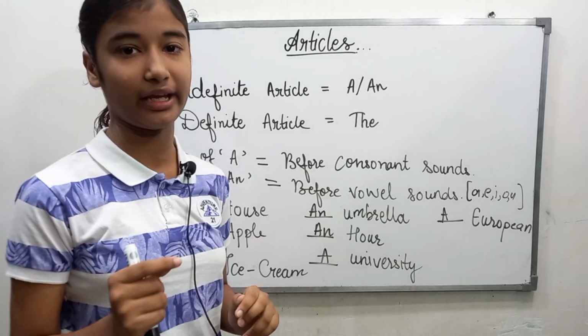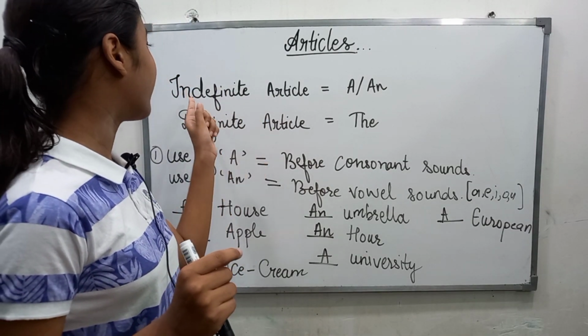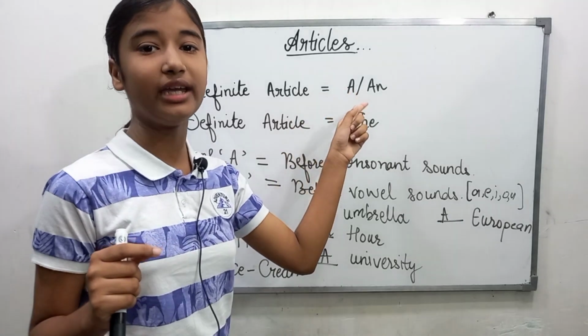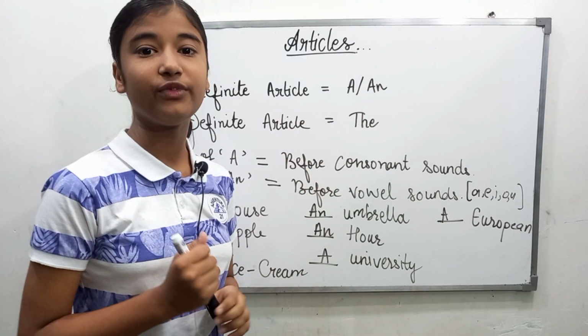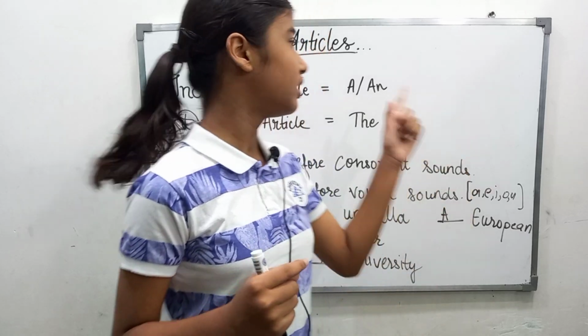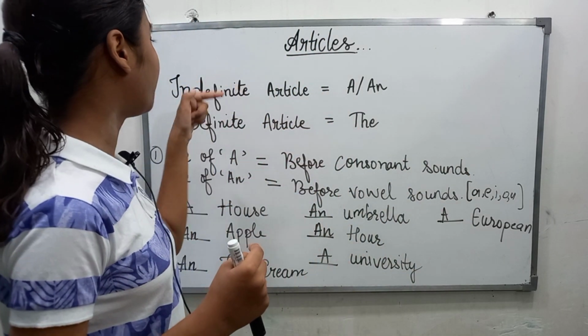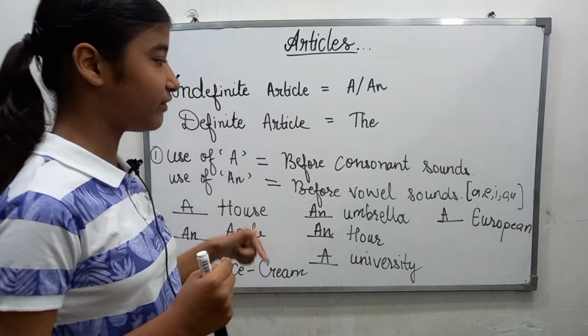of articles in English: indefinite article and definite article. Well, in indefinite article, we have got a and an. As we all know, we have three articles in English: a, an, and the. So here, in definite article, we have got the. So I hope you understand about the indefinite and definite article.